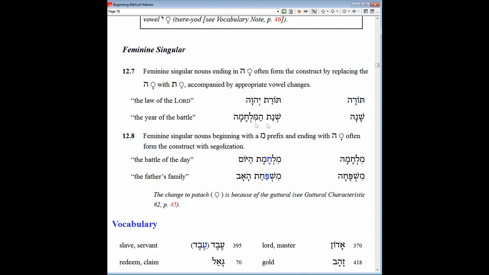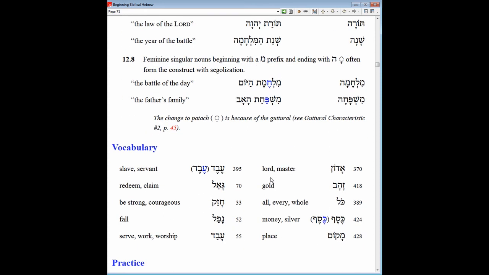Shanat milchama, the year of the battle. Okay, he changed to tav. Just memorize that little bit of information. Here we have feminine singular nouns beginning with the mem prefix and ending with qamets he often form the construct with segolization. Milchama becomes milchemet. Who cares what the vowel changes are? I have two nouns juxtaposed with each other. Think construct. Okay, that's the important part. And when the vowels are important, I'll tell you.